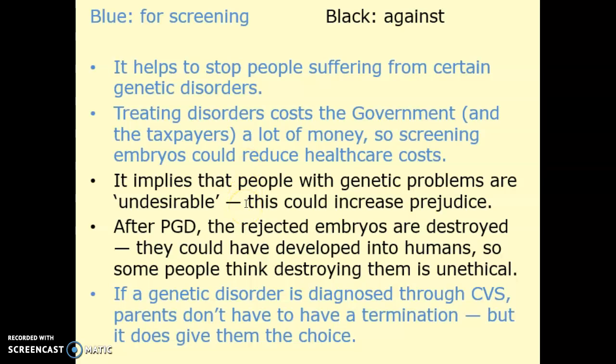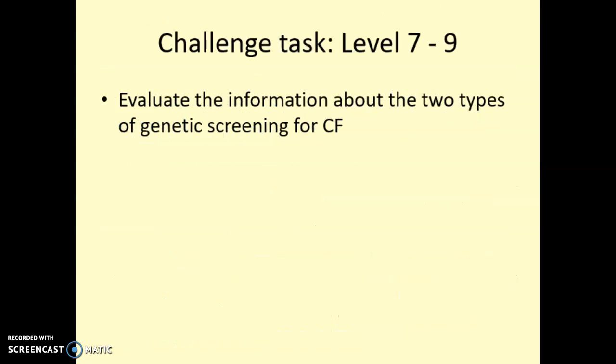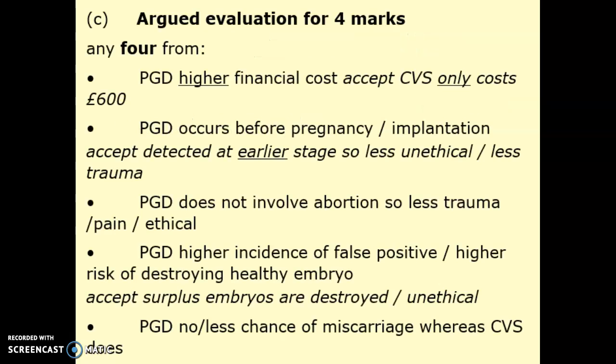Why shouldn't we do it? These are some of the interesting, if you look in the revision guide, talking about the idea that a genetic problem is undesirable. And that could increase prejudice, which isn't great. Again, what happens to the other embryos, destroying embryos? A lot of people think that's unethical. So I'm not going to talk you through them all. They're all on there. They're highlighted in the right colours. And as I said, if you did have a go at writing it out, there is a mark scheme for you to just double check against.